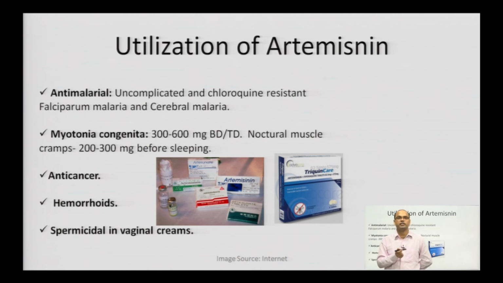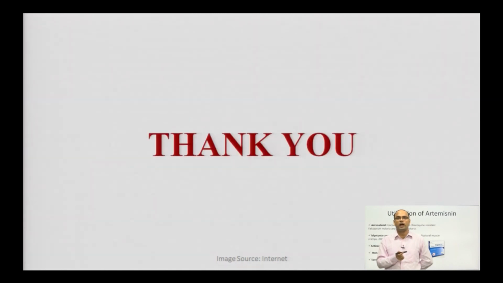Then it is an excellent anti-cancer drug. Artemisinin is an excellent anti-cancer drug. It can also be used for treatment of hemorrhoids and as a spermicidal in vaginal cream. It can also be used as an abortifacient or as a spermicidal in vaginal creams. So, this is all about artemisinin.